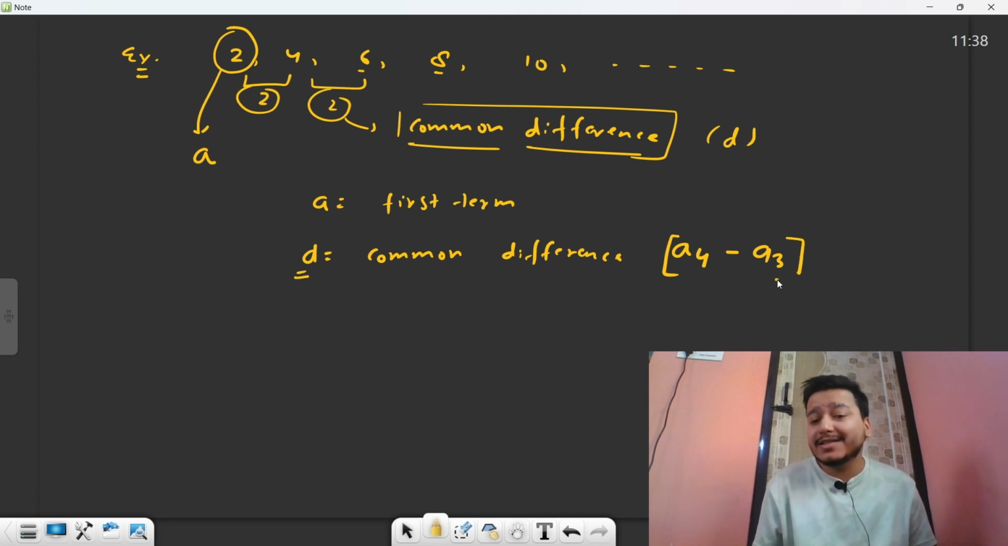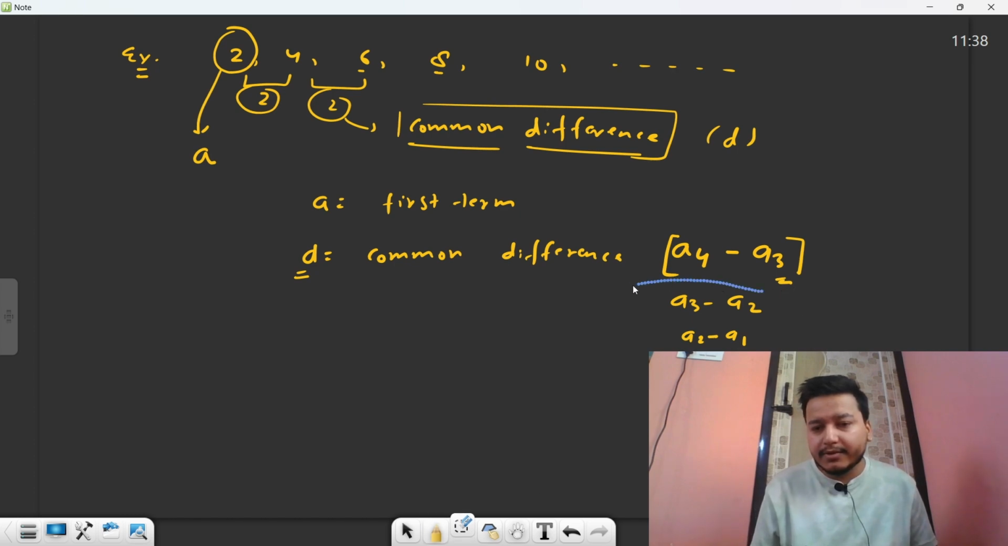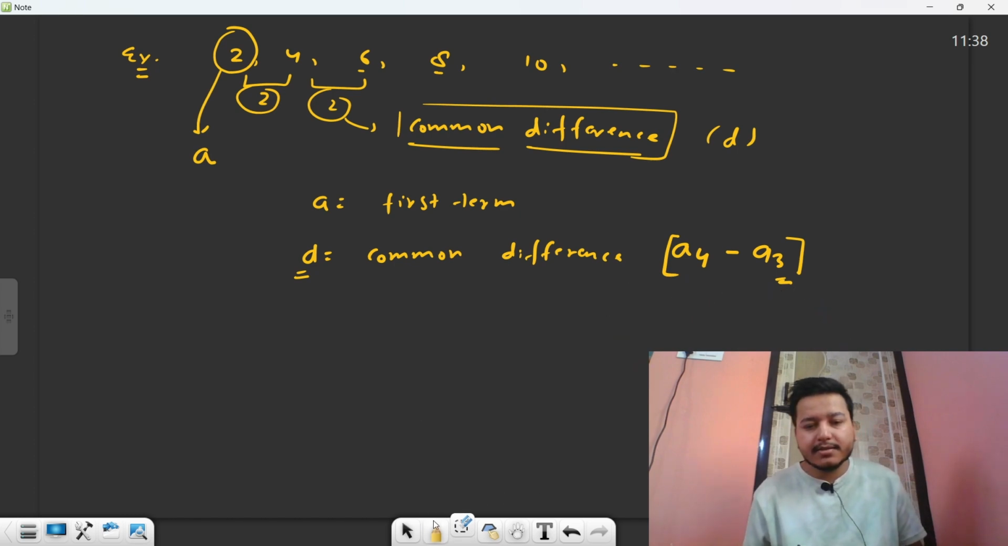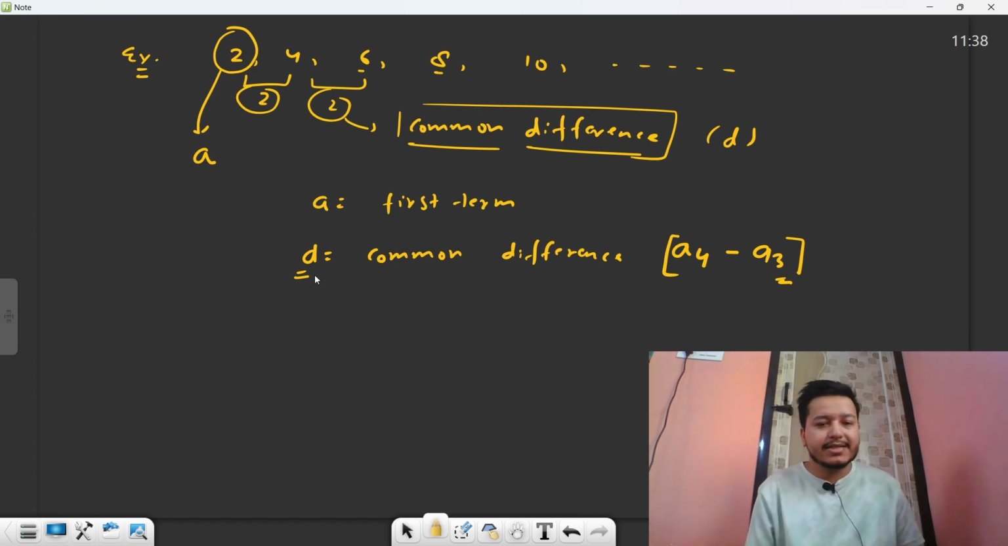This is not the only way. We can subtract any two consecutive terms, like we can do a3 minus a2, we can also do a2 minus a1, we can also do a5 minus a4, we can do anything. So we can find the difference by just subtracting any two consecutive terms. So this is d.